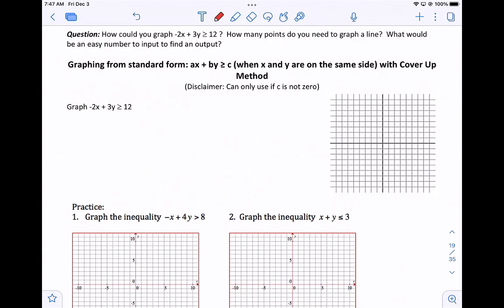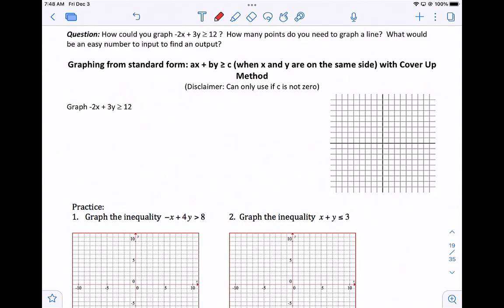You can use something called the cover-up method, which is essentially you're plugging in a point, solving, getting one answer, and then you're plugging in a point, solving for this other point, getting an answer, and then you have 2 points to graph. And disclaimer, you can only use this if your line is not on 0, 0, because then you would have to test at least one other point that's not on the line. So we can only do this if c is not 0.